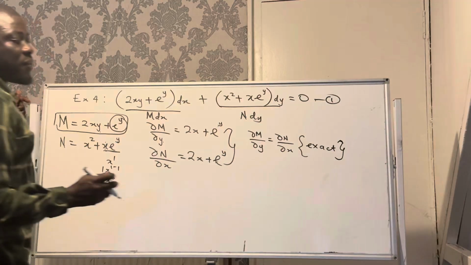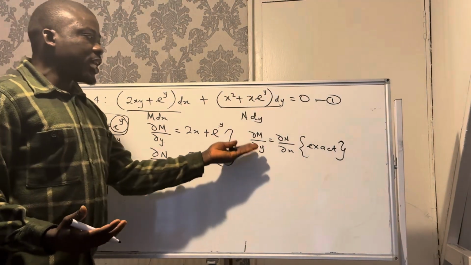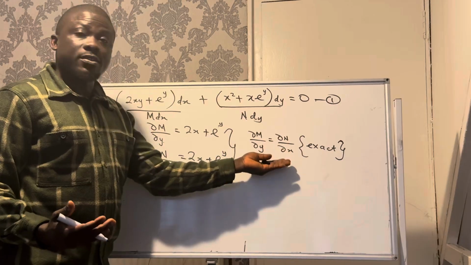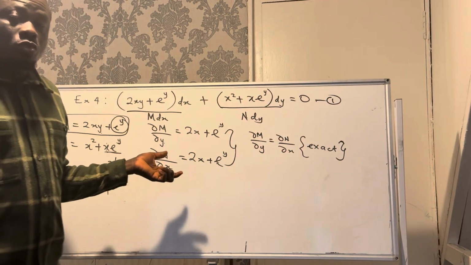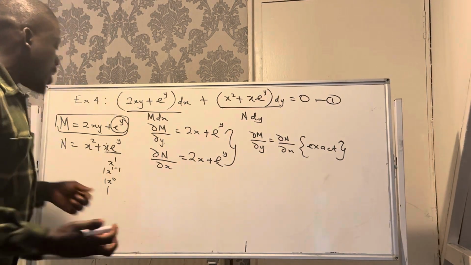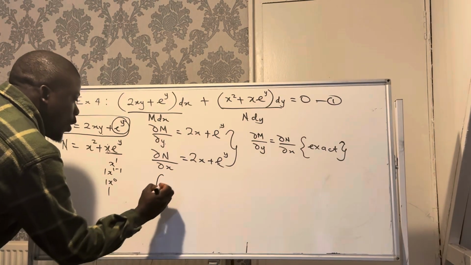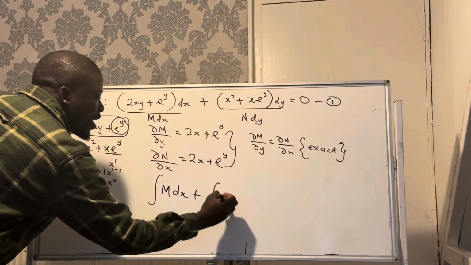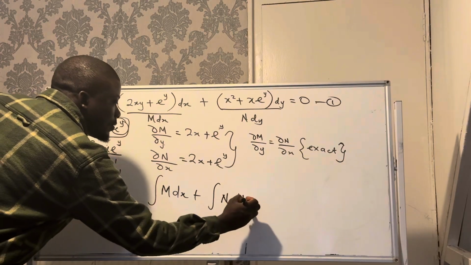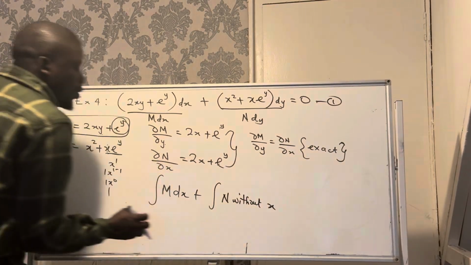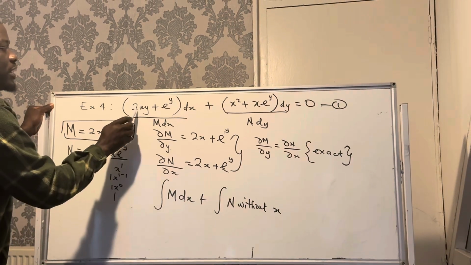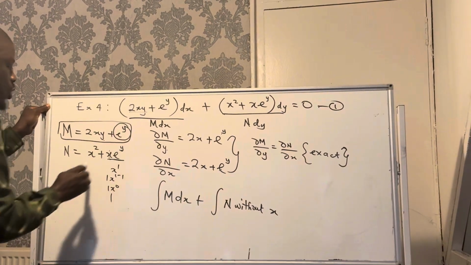Now, after getting the fact that partial M with respect to y equals partial N with respect to x, the equation is exact, and the next thing is to get our solution. And what's our solution? Our solution is the integral of M dx plus the integral of N without x. So let's integrate this with respect to x.